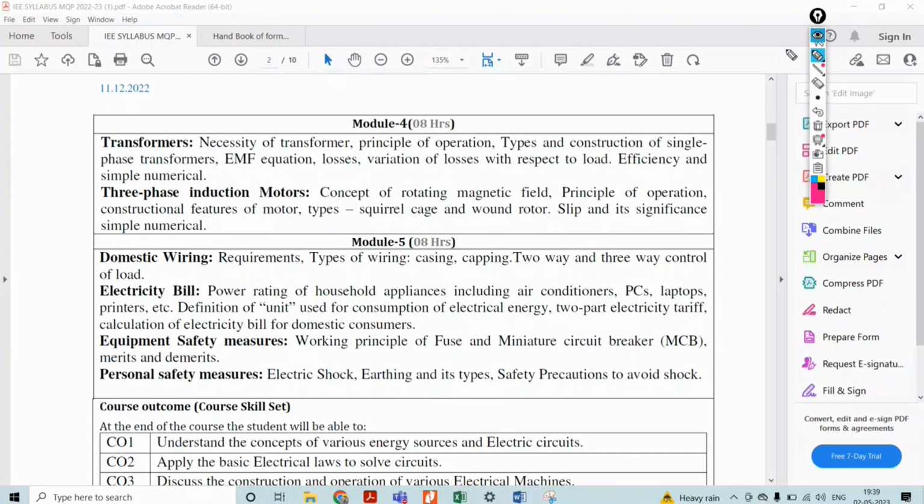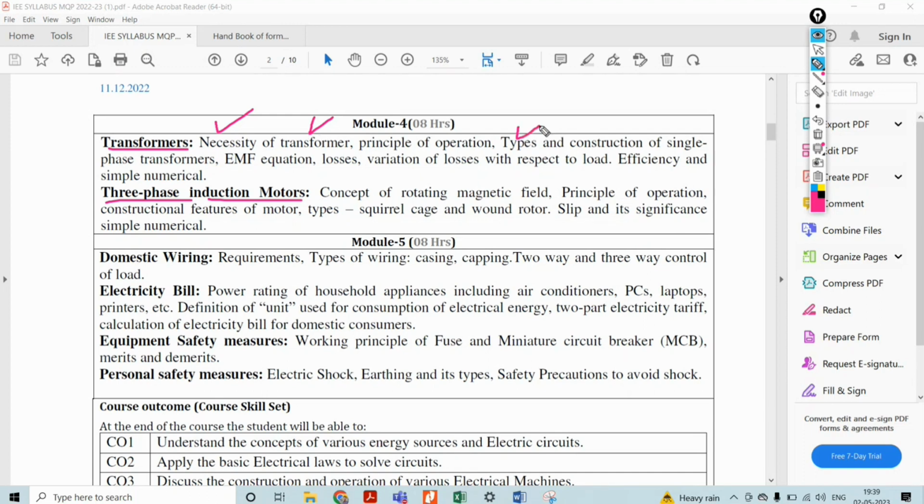Okay, this corresponds to the transformer and the three-phase induction motor. In the case of the transformer, what is the necessity of the transformer? The necessity of the transformer is to increase or decrease the voltage, and also to transfer the power from one circuit to another circuit based on the voltage level required for the power which needs to be transferred.